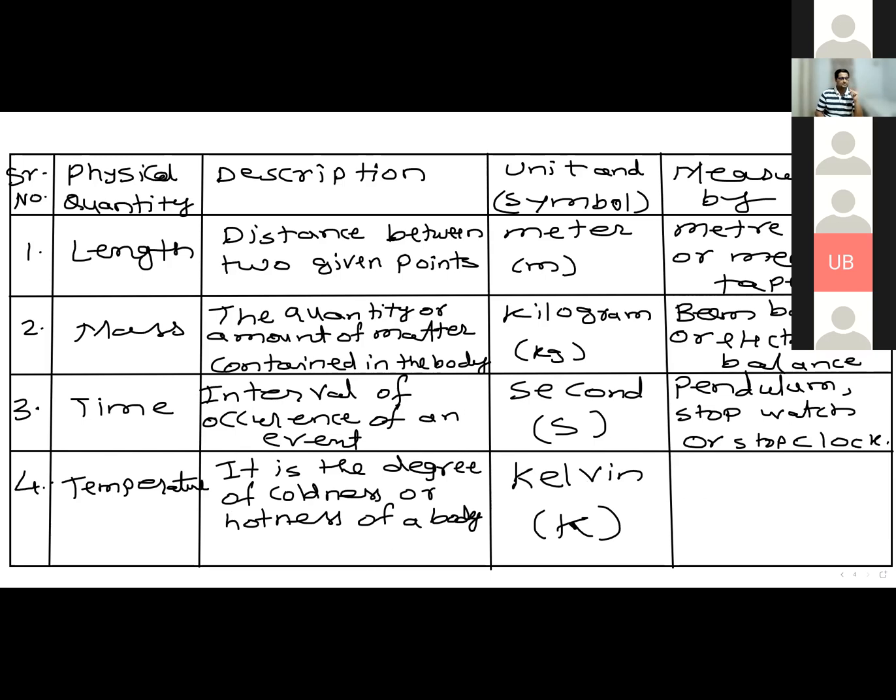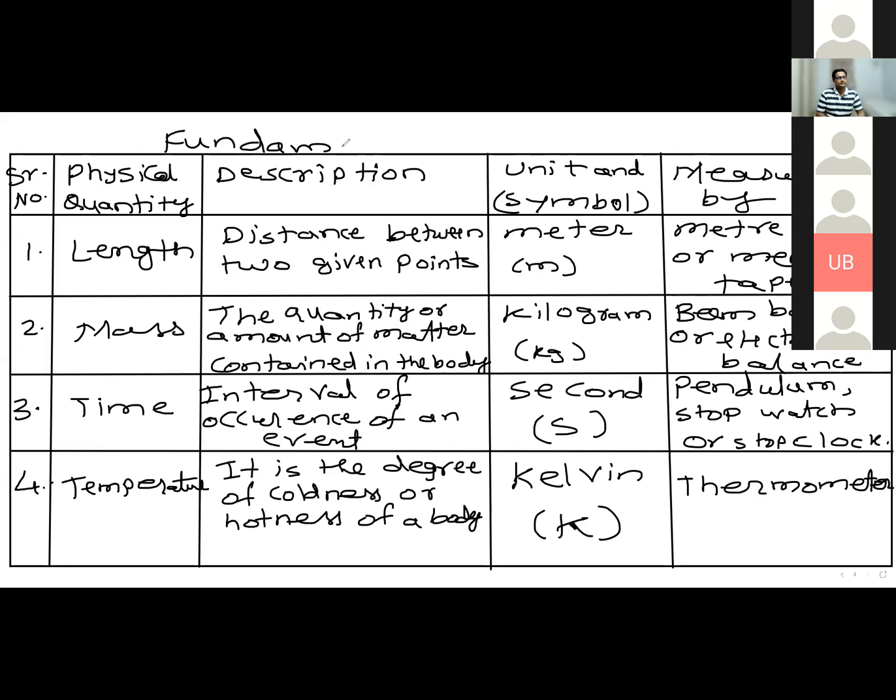How is it measured? It is measured by thermometer. Meter means to measure. Thermal means heat. Thermometer. So to measure temperature is thermometer. Okay. So this is all for today's lecture. Correct.